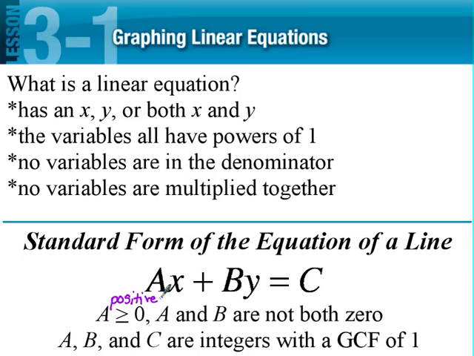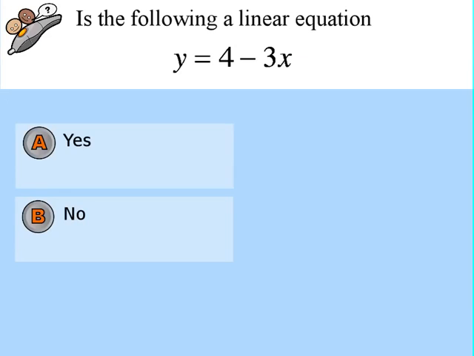So real quick, let's review linear equation because that's going to be our question on our expression in the next slide. Has an x, y, or both an x and a y. All variables have powers of 1. There are no variables in the denominator, and no variables are multiplied together. So with those 4 things in mind, I want you to go ahead and tell me, is the following a linear equation, yes or no? Does that fit those 4 characteristics?